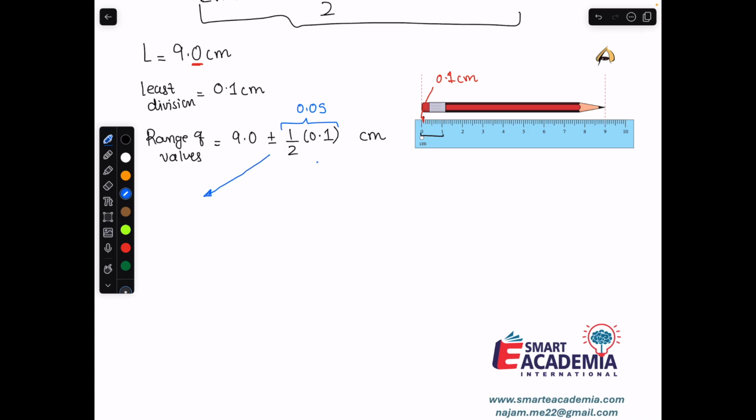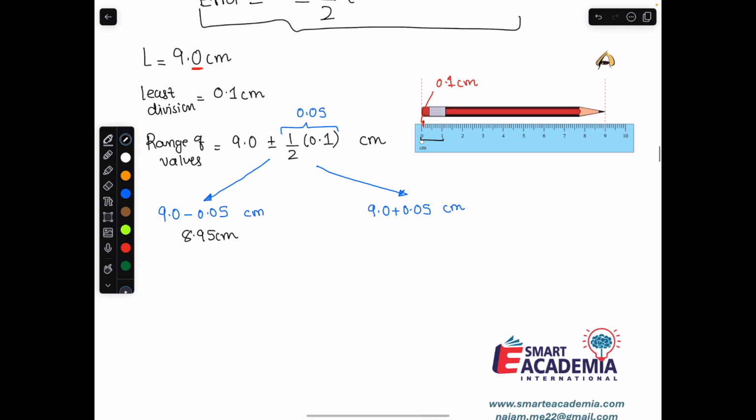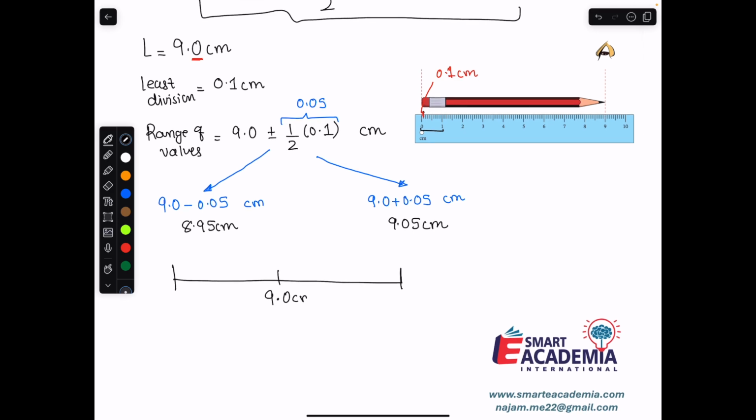So we have two limits basically, one is the lower bound and one is the upper bound. The lower bound is 9.0 minus 0.05, and the upper bound is 9.0 plus 0.05 centimeters. By subtracting, I get 8.95 centimeters, and by adding 0.05, I get 9.05 centimeters. So using my equipment, I measured the length of the pencil as 9.0 centimeters, but the range of accuracy has a lower bound of 8.95 centimeters and an upper bound of 9.05 centimeters.